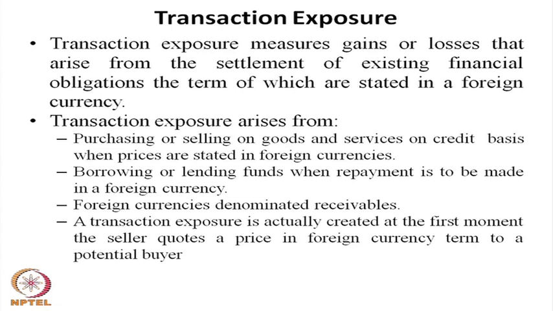When is a transaction exposure created? When a seller quotes a foreign currency price to a foreign buyer. The foreign buyer will not pay instantly; they will pay after some time. Whenever there is a time difference in payment, that creates a transaction exposure. So transaction exposure arises from the export side, the import side, foreign currency payments, receivables, lending and borrowing. All these transactions create transaction exposure because the underlying exchange rate fluctuates, and there will be risk. So all transactions denominated in foreign currency carry foreign currency exposure.